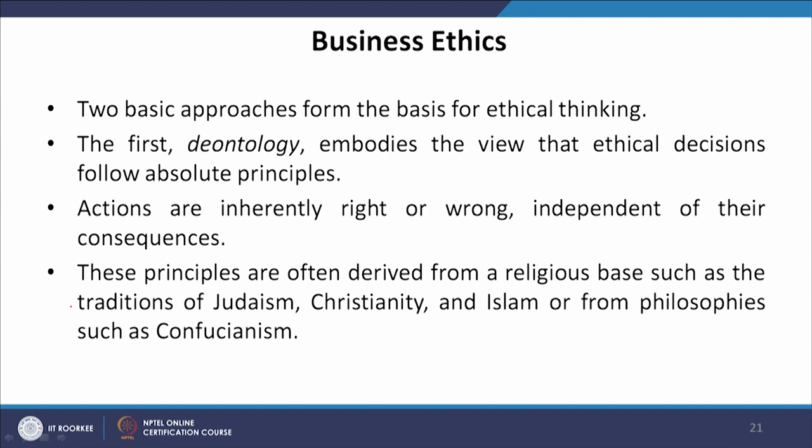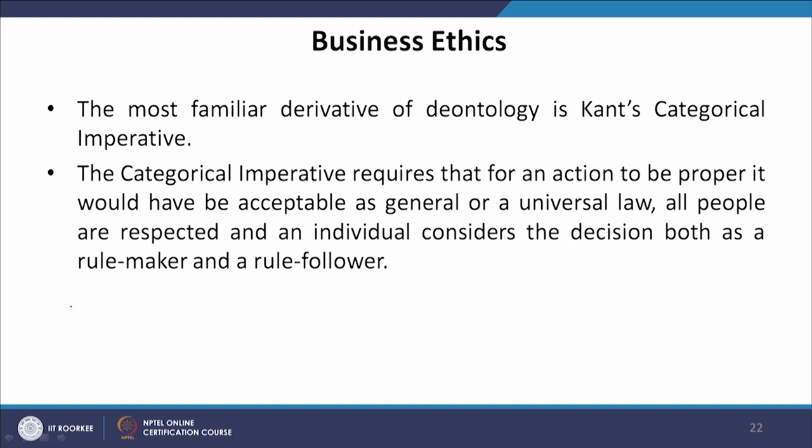The first, deontology, embodies the view that ethical decisions follow absolute principles. Actions are inherently right or wrong, independent of their consequences. These principles are often derived from a religious base, such as the traditions of Judaism, Christianity and Islam, or from philosophies such as Confucianism. The most familiar derivative of deontology is Kant's categorical imperative.